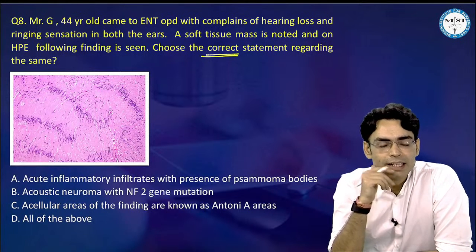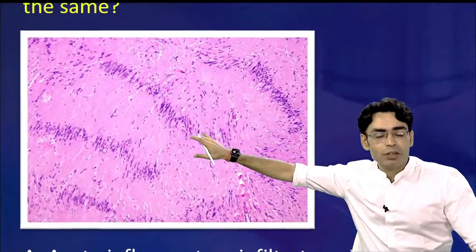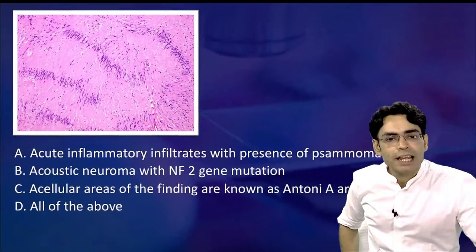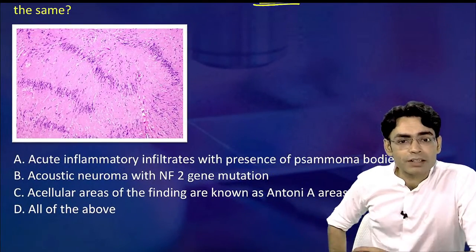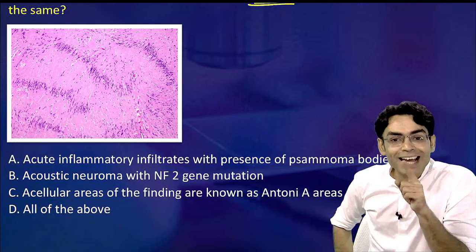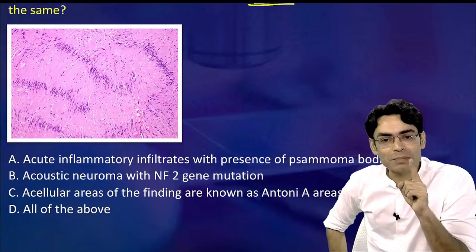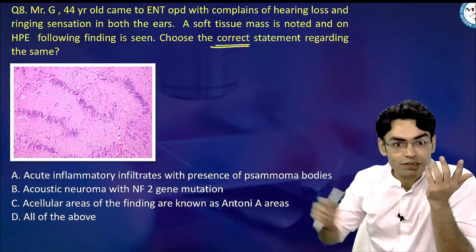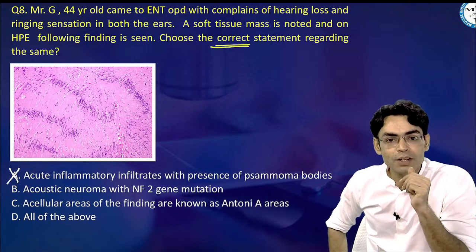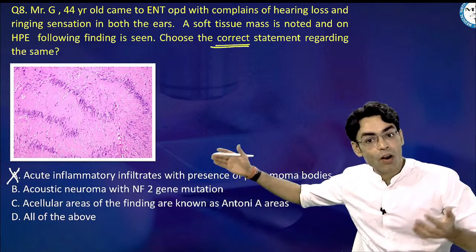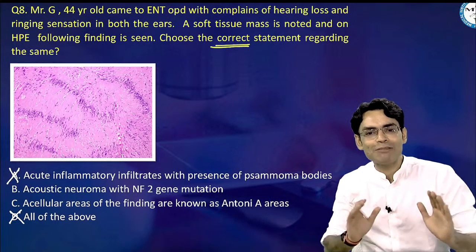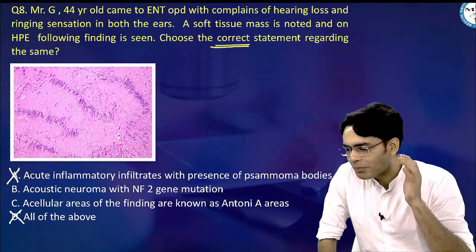So we are talking about this, okay? You need to find out the correct statement regarding this. The first option is, this is an acute inflammatory infiltrate with presence of Psammoma bodies. Do you see any Psammoma body? Psammoma bodies are concentric laminated deposits. So we are not seeing any Psammoma body here, so this has to be a wrong statement straight away. Once this is wrong, we can rule out that option. Now we are left between B and C. So let's see.